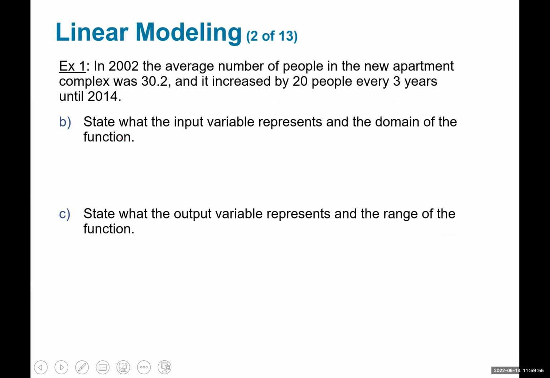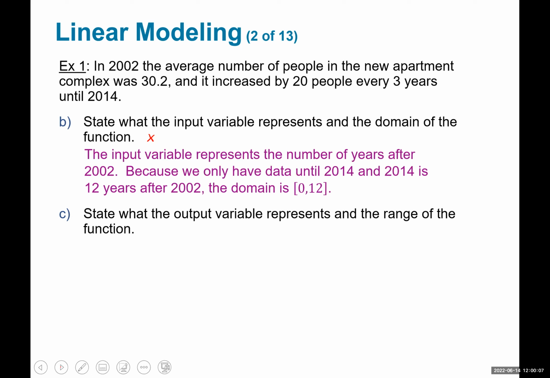So taking this down, state what the input variable represents in the domain of the function. So if we say that x is representing years after 2002, then we only can go from 0 to 12 because we're only stopping at 2014. So from 2002 to 2014, this is 0, this is 12. There's a 12-year difference between the two.